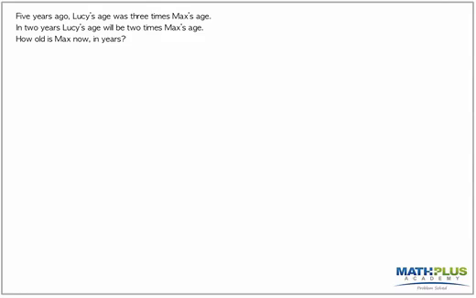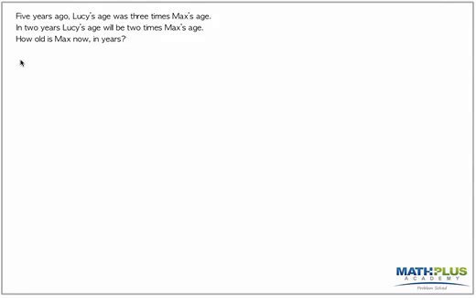So strategy 1 is we're going to try and use something called the bar model. It's kind of a visual way of doing algebra. There's a little bit of complexity here, and I'm going to simplify it for myself. I'm going to start off by thinking about 5 years ago as my base time frame. So Lucy's age 5 years ago and Max's age 5 years ago will be the reference for my whole problem.